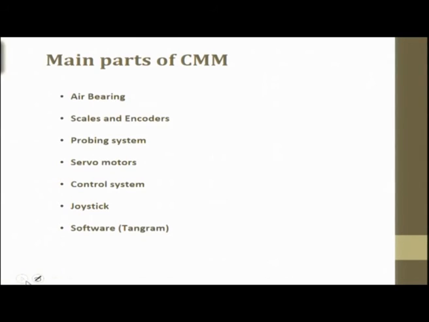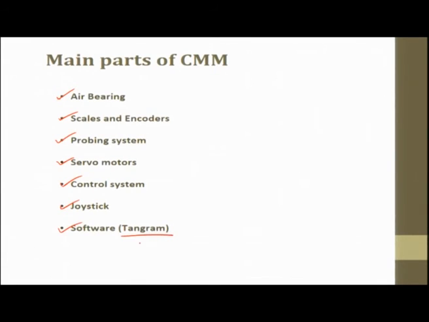The main parts of the CMM are the air bearings. I will show these parts there. We have pneumatic bearings here, then scales and encoders, the probing system, and servo motors which make the parts move. The control system is here, the joystick is here, and the software is there.